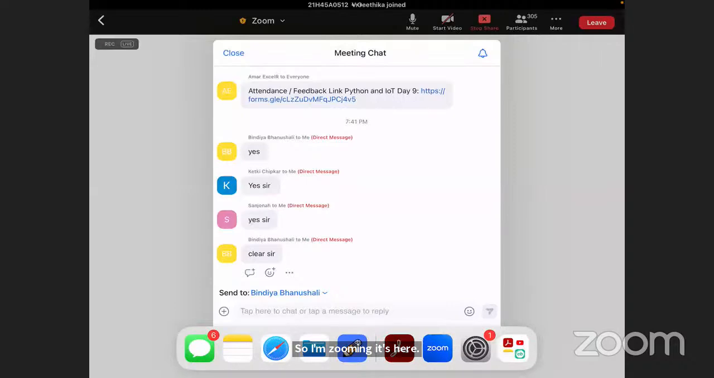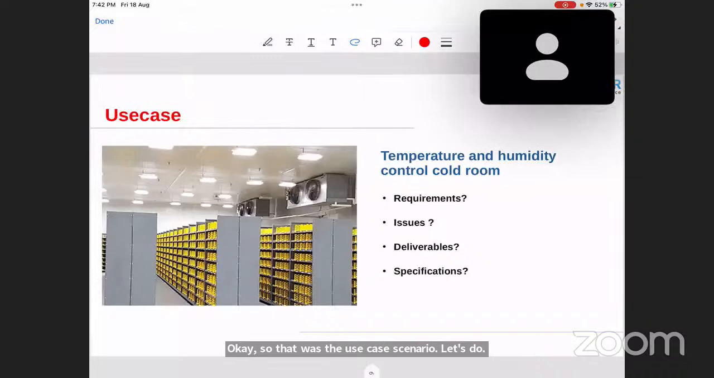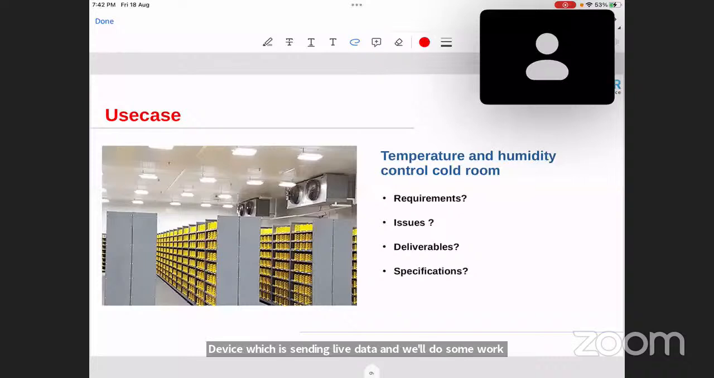Okay, so that was the use case scenario. Next. Next day, we'll do a communication lesson: how data is communicated, what protocols we use for communication, what the basic internet standards are, and basic libraries and code for it. If time permits, on the second day only, we'll have a demo for a temperature humidity monitoring device, which is sending live data, and we'll do some work with it. Half of it will be next class, or the next half will be the next class.